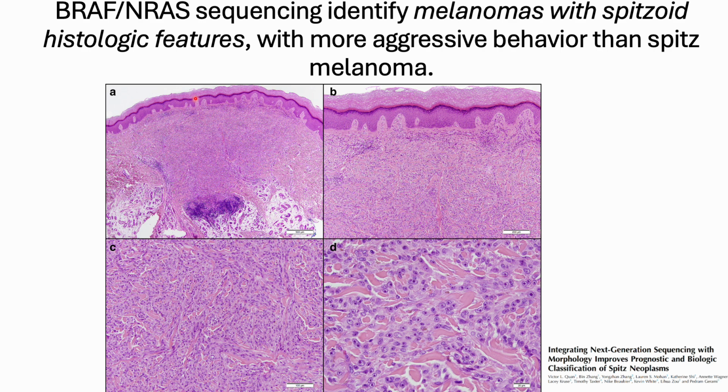This is a tumour from the finger of a 25-year-old. It's quite a small tumour, but it subsequently metastasized and killed the patient. And this was initially called an atypical Spitz tumour prior to the genomic data being available.